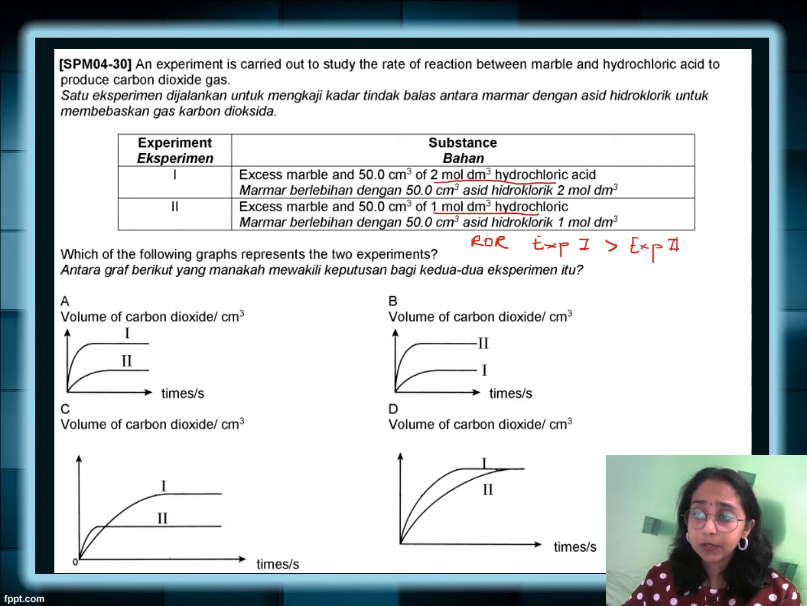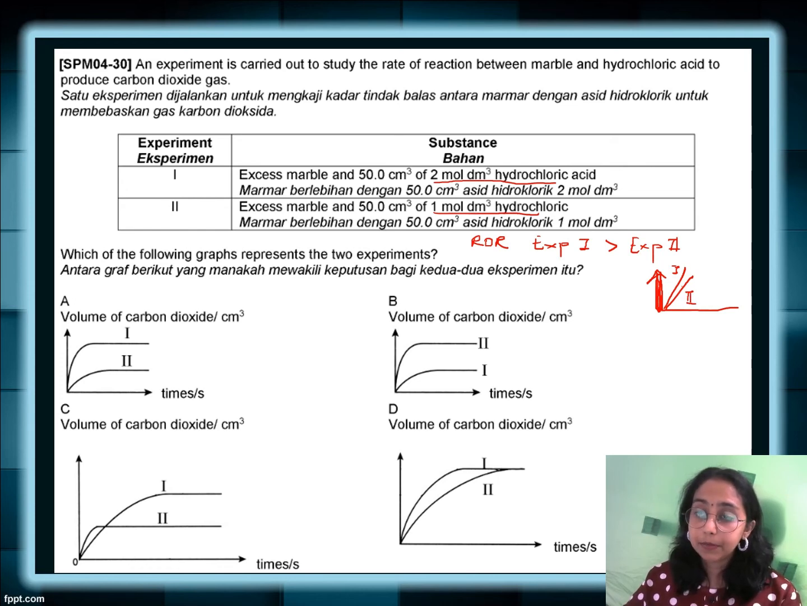So I told you already, when the rate of reaction is higher, that means they are not going to have one common curve, they are going to have two different curves. So 1 should be steeper than 2. Then we go for the volume.